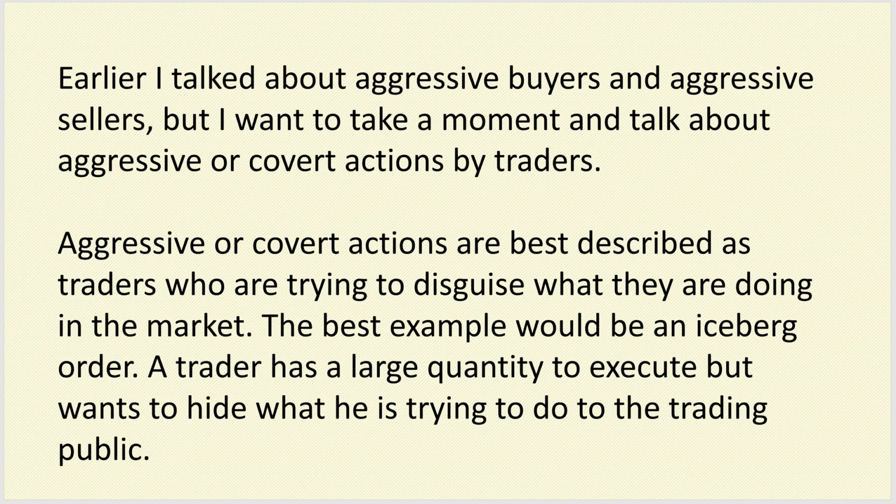And earlier I talked about aggressive buyers and aggressive sellers, but I want to take a moment and talk about aggressive or covert actions, if you will, by traders. Now, when you think of aggressive actions, you think of people lifting the offer, people buying at the market. But there are aggressive actions that traders can take when they're trying to disguise what they're doing in the market. Aggressive actions is different than aggressive buyer or aggressive seller. So the best example is going to be an iceberg order. A large trader has a large quantity to execute, but wants to hide what he's doing from the trading public. He wants to execute his order aggressively without being aggressive in the market, if that's possible. And that's why they use things like icebergs or even these execution algos.